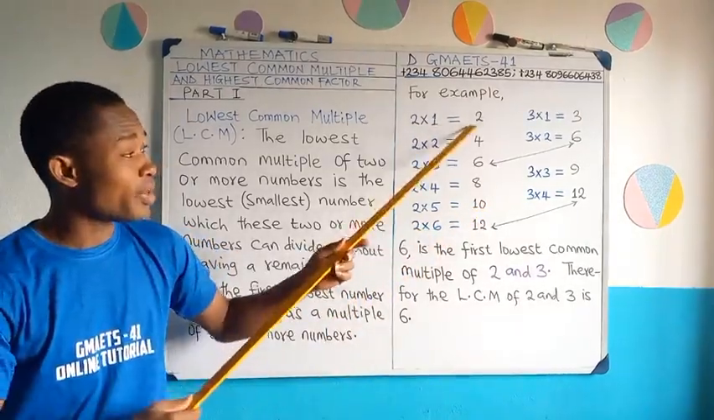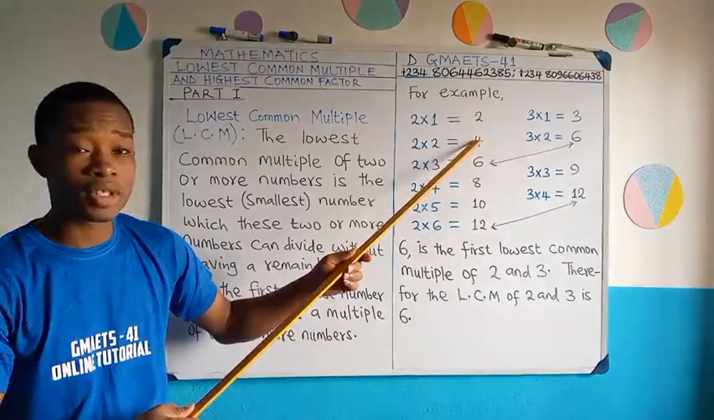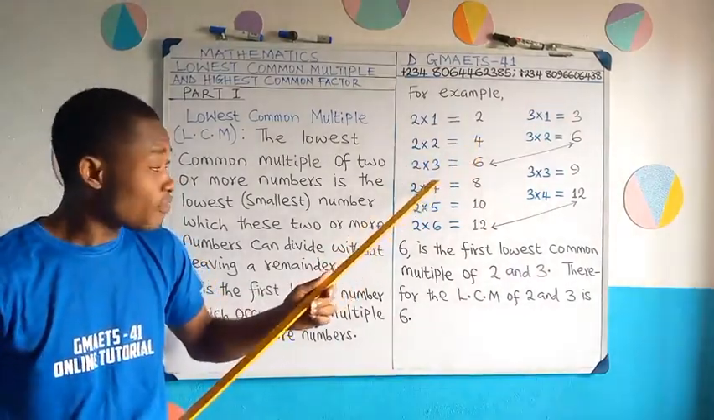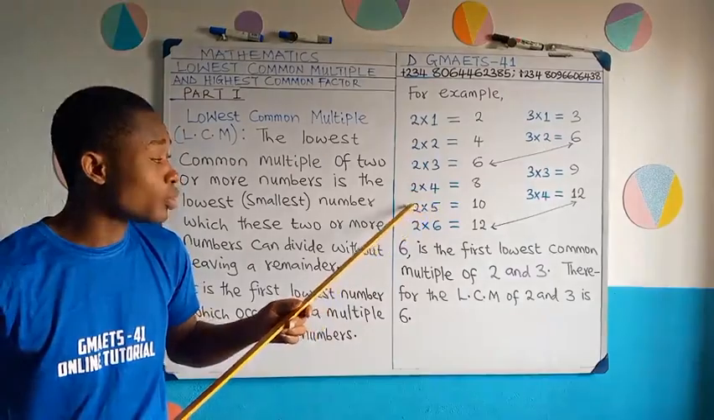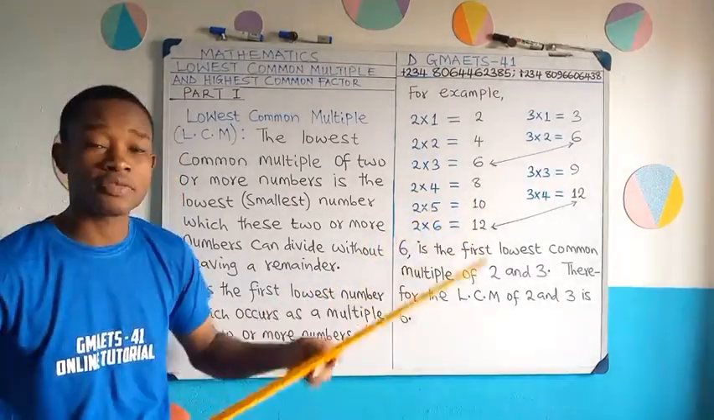You know that this is simply the first multiple of 2, which will give you 2. Then this is the second multiple of 2. The third multiple of 2 is 6. The fourth multiple of 2 is 8. The fifth multiple of 2 is 10. The sixth multiple of 2 is 12.